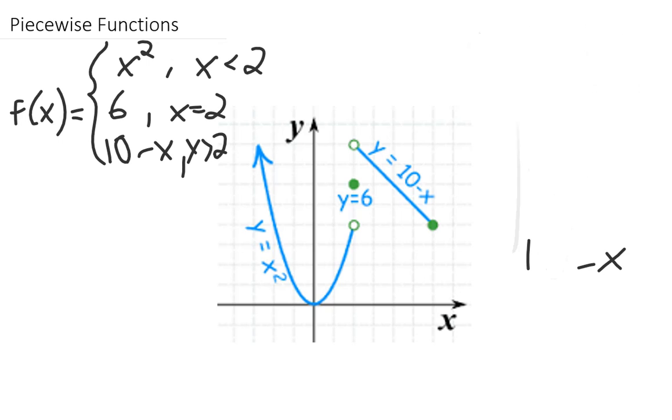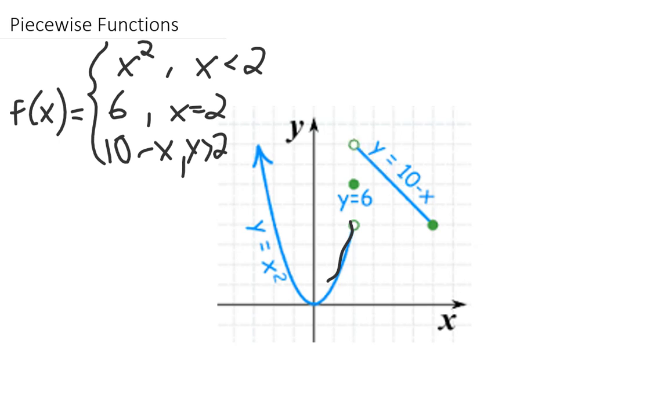Now what we want to notice is that this function is in fact continuous, because for every x there is always a corresponding y value. At x equals 2, the corresponding y value is 6. Anything greater than 2 would be accounted for by this function. Anything less than 2 would be accounted for by this function. So you can see there is always going to be a value for y for every x possibility.